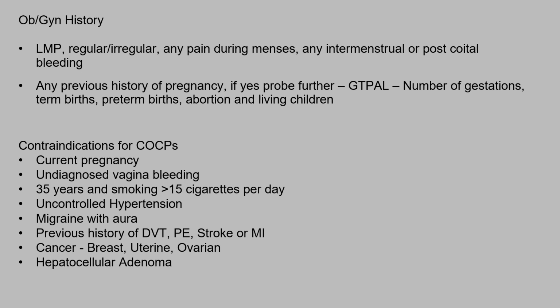Has this patient been diagnosed with hypertension or diabetes in the past? Does the patient have migraine with aura? Any previous history of deep venous thrombosis, pulmonary embolism, stroke or MI? Is there any history of breast, uterine or ovarian cancer? Any liver problem like hepatocellular adenoma or liver cirrhosis? All these are absolute contraindications for the use of combined oral contraceptive pills. So it's important to rule them out in the history.